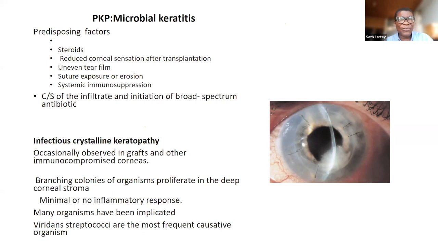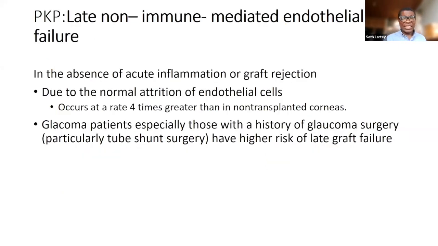Now, there's a special type of microbial keratitis called infectious crystalline keratopathy that you have to look out for. It's not very common, but look out for it, and occasionally it is observed in grafts. These are branching colonies of organisms that proliferate in the deep corneal stroma. There's minimal or no inflammatory response, as you would observe in other bacterial keratitis. Many organisms have been implicated, but currently we think Streptococci viridans are the most frequent causative organisms.